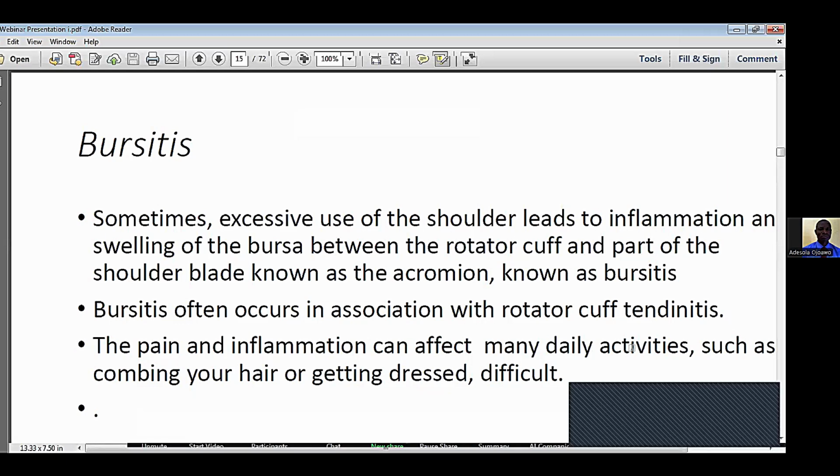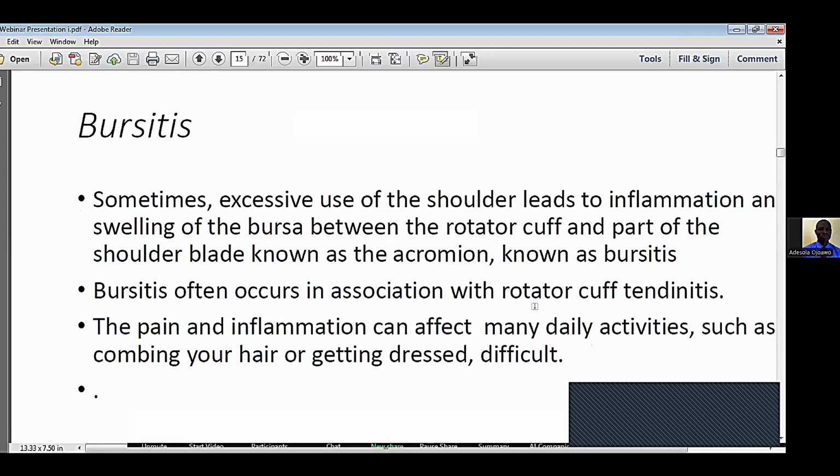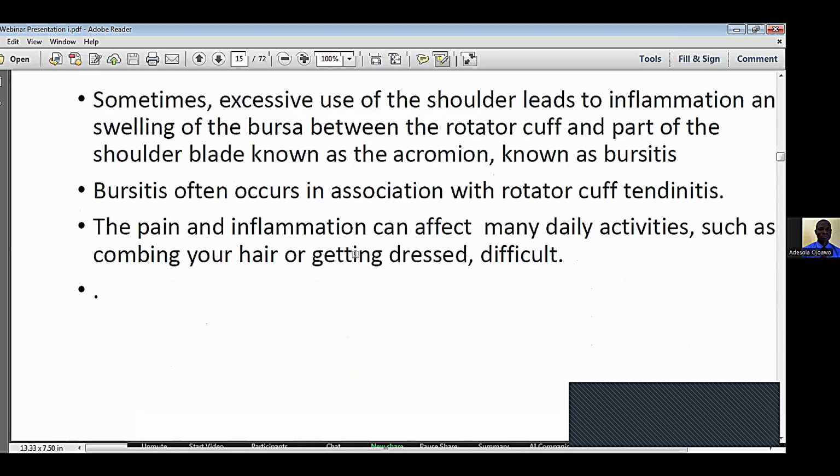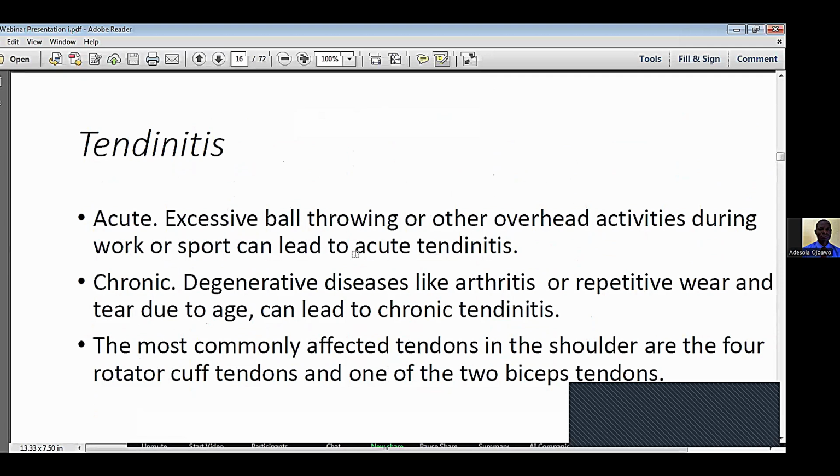So that involves the movement of the shoulder. And that's why there may be a problem as somebody is going on when you have bursitis. Right. Then tendinitis. Tendinitis can be active, it can be chronic.